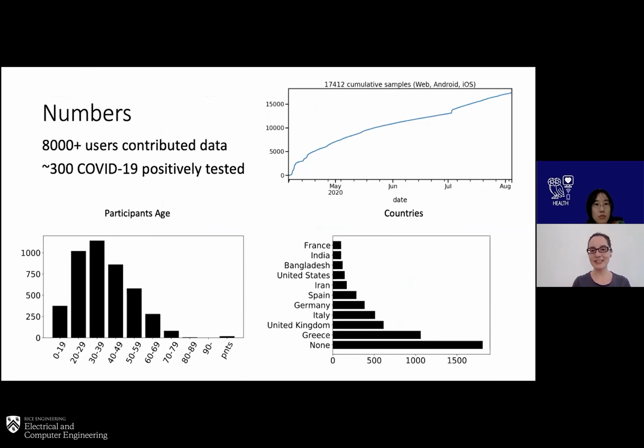In terms of numbers, this is a graph fresh from the press from one of our collaborators. He has printed the latest. So we have more than 8,000 users who contributed data. Of course, this is mostly from European countries, and at the time of the collection, which started in April, many of them weren't being tested at all.